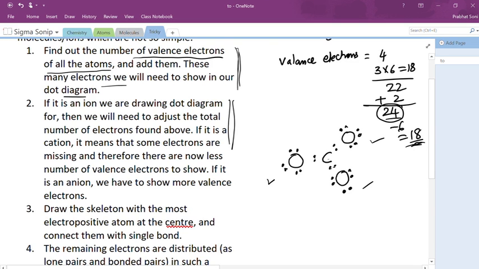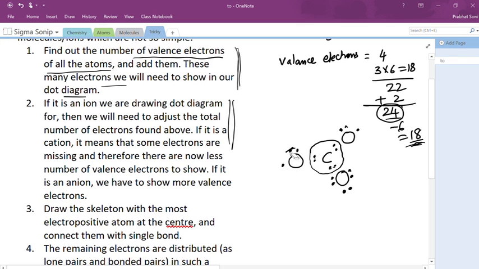But the problem is the carbon now. This carbon does not have an octet. If you look at this, carbon has only 6 electrons. So carbon needs 1 more pair of electrons to gain the full octet. What do we do? Very simple. Exactly what we did in the previous example. One of these lone pairs on oxygens, any one of them, will convert into a shared electron pair.